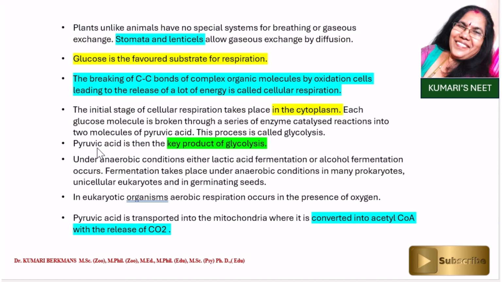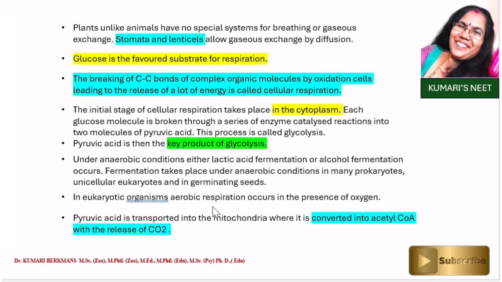So the pyruvic acid is the key product of glycolysis. Under anaerobic conditions, either lactic acid fermentation or alcohol fermentation occurs. So fermentation takes place under anaerobic condition in many prokaryotes, unicellular eukaryotes as well as in germinating seeds. Make a note of all those things.